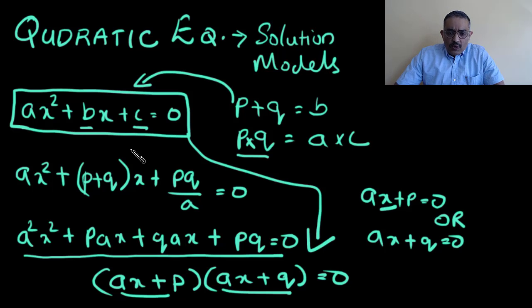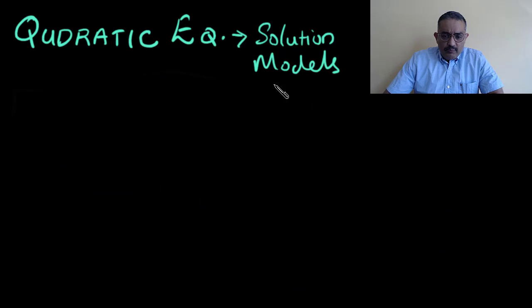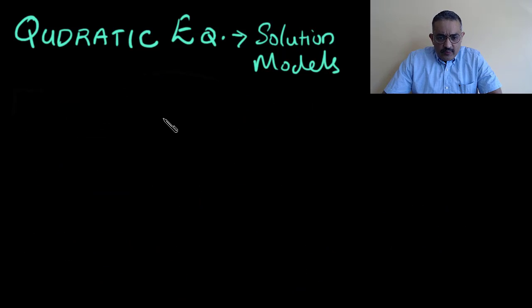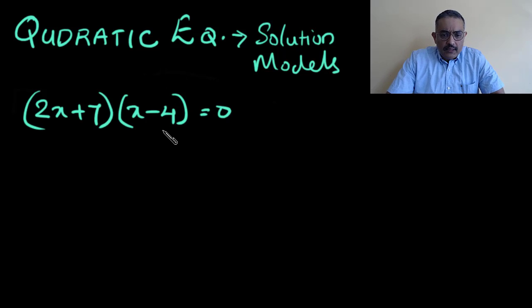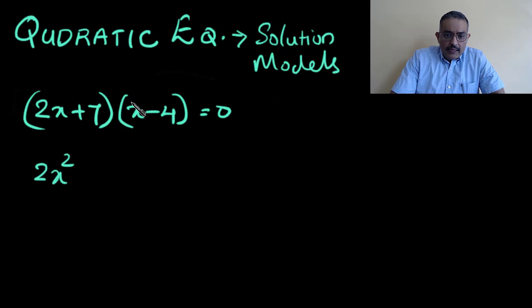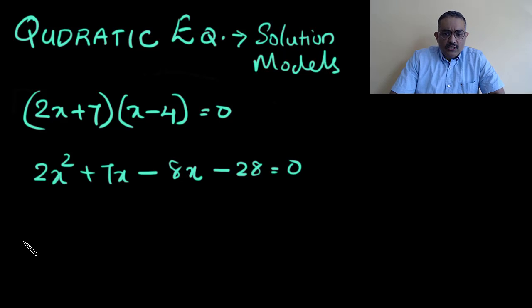Now we're going to work through this using an example. The best way to try to understand this concept is to try the multiplication portion first. So I have here an example equation, 2x plus 7 times x minus 4 equal to 0. Now let's try to expand this. So you get 2x squared right here, then you get 7x minus 8x minus 28 equal to 0.